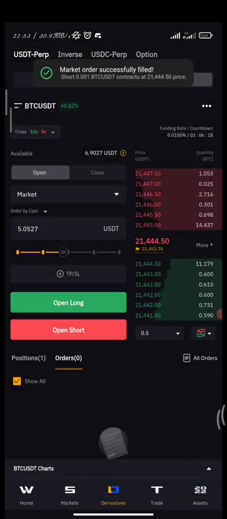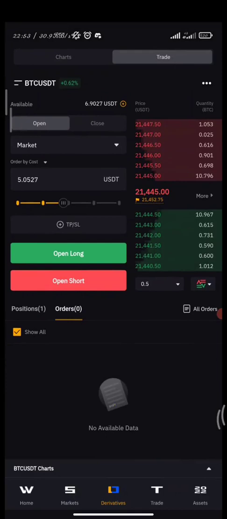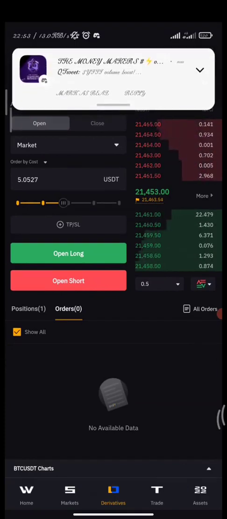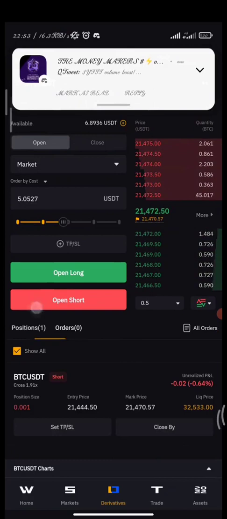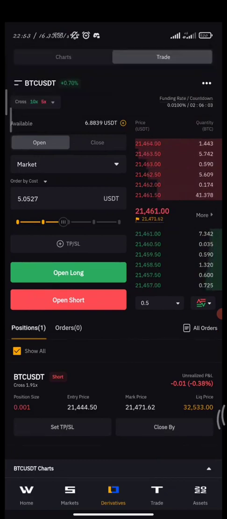Now you can see that the other time, when we placed a limit, we saw it at order. Hope you are getting my message. We saw it at order, but right now we are placing it at position. You can see we are now in position. I'm already at a loss here. This is minus 0.1%. You can see how it's changing. Now this is my unrealized profit and loss.